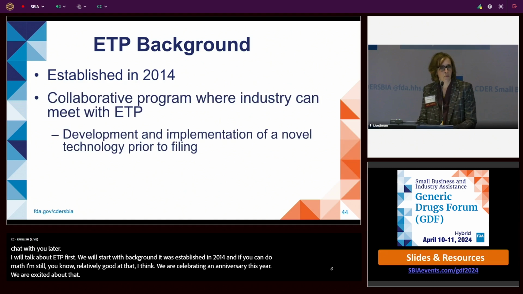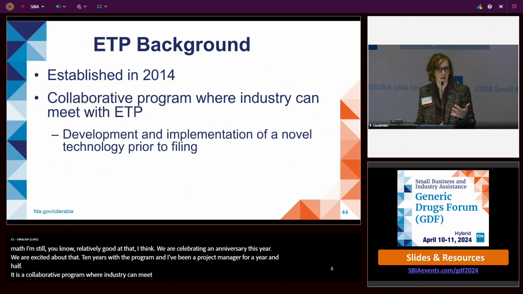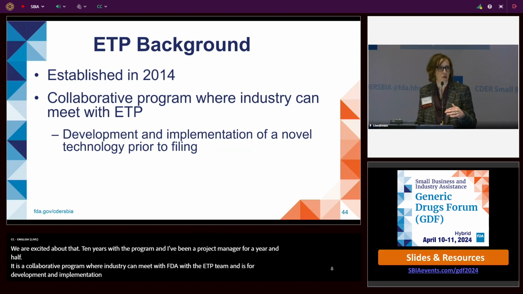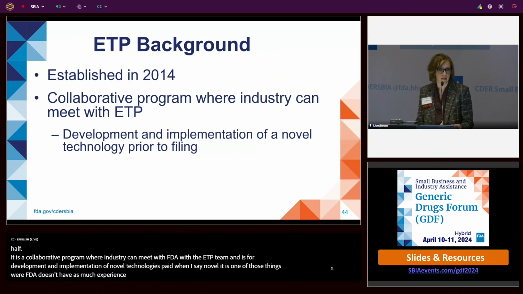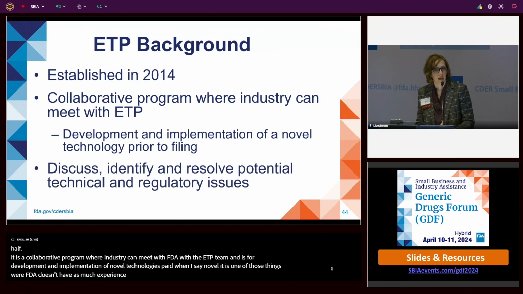It's a collaborative program where industry can meet with FDA, the ETP team, and it's for development and implementation of novel technologies prior to filing. And when I say novel, it's kind of one of those things where maybe FDA doesn't have as much experience from reviews or inspections yet. And with industry, be able to discuss, identify, and resolve potential technical and regulatory issues.